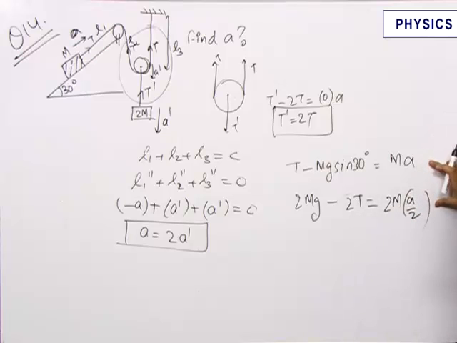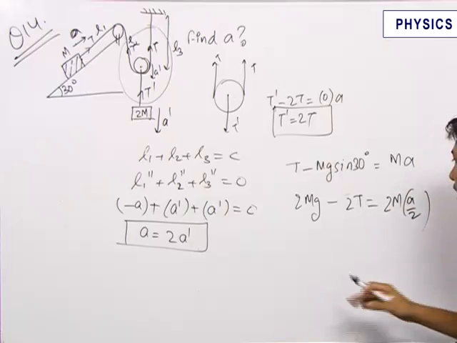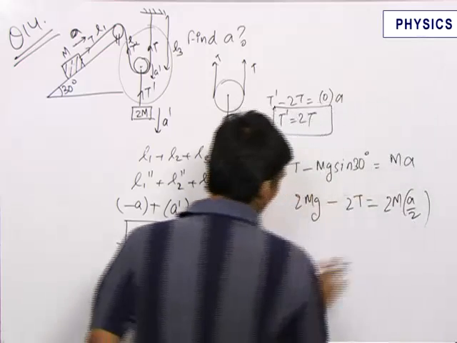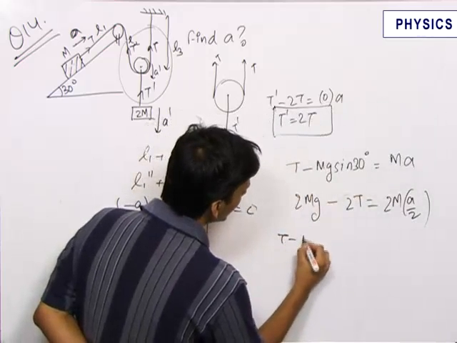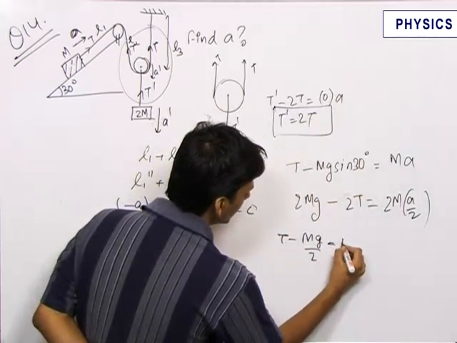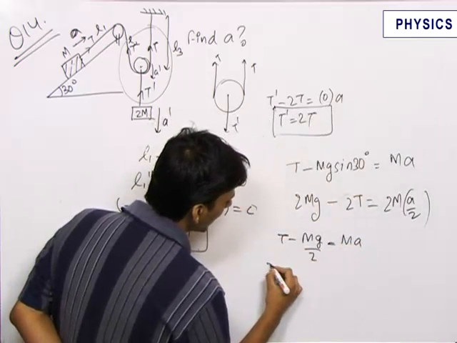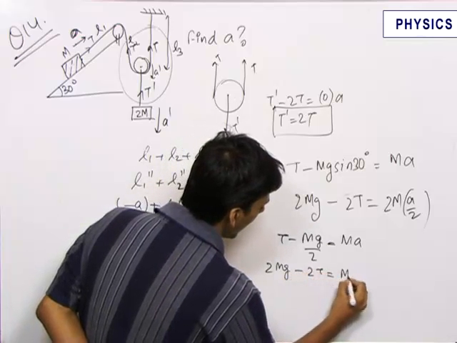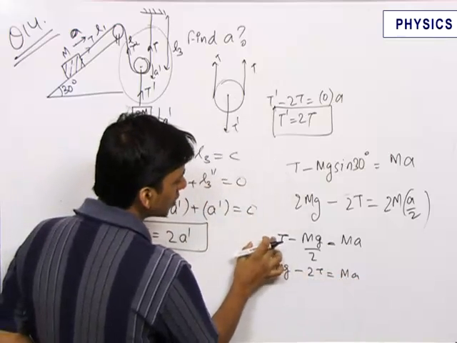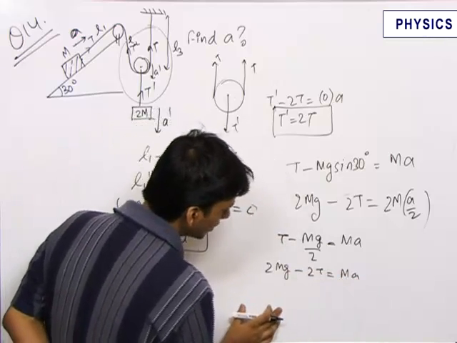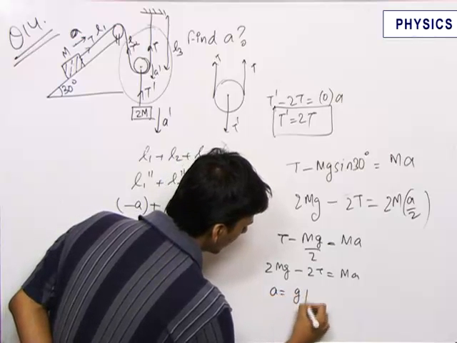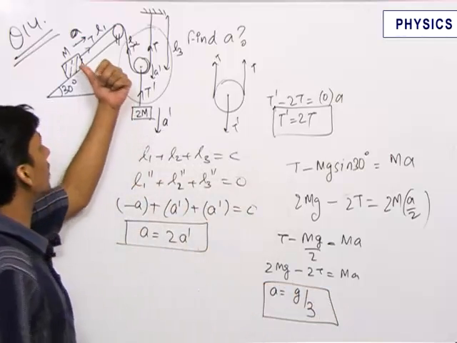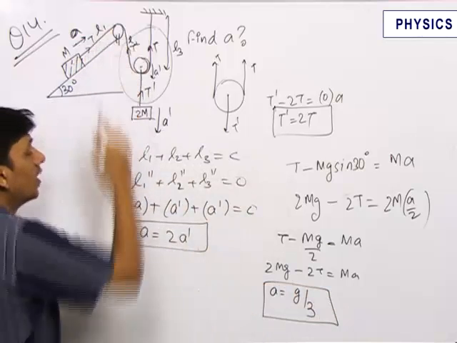So now we have two equations and two variables, that is T and A. We can solve these two linear equations to find out our answer. So our answer stands as, we can write the first equation as T minus mg by 2 is equal to ma, and the second equation as 2mg minus 2T is equal to ma. By multiplying this equation by 2 and then adding these two equations, we get A is equal to g by 3. So the final answer for the acceleration of this block comes out to be g by 3 in the upward direction.